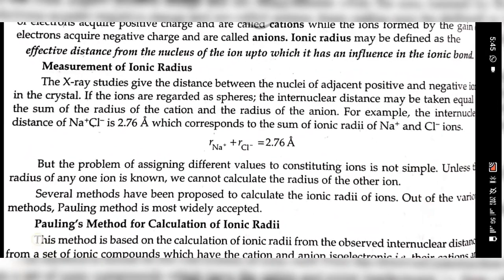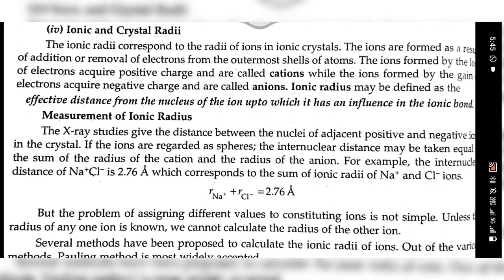Ionic and crystal radii. The ionic radii correspond to the radii of ions in ionic crystals. The ions are formed as a result of addition or removal of electrons from the outermost shell of atoms. The ions formed by the loss of electrons acquire positive charge and are called cations, while the ions formed by the gain of electrons acquire negative charge and are called anions.